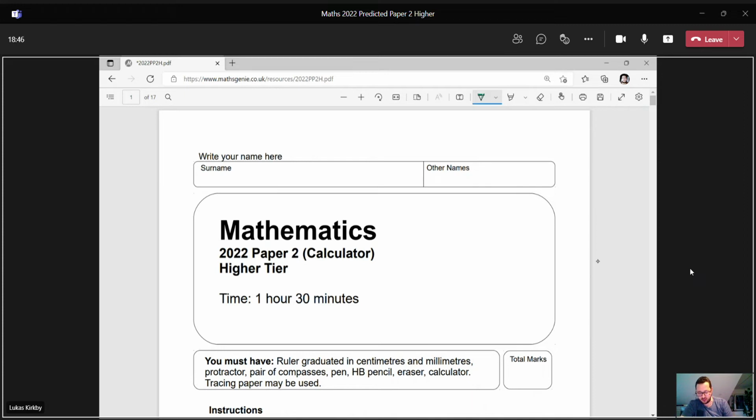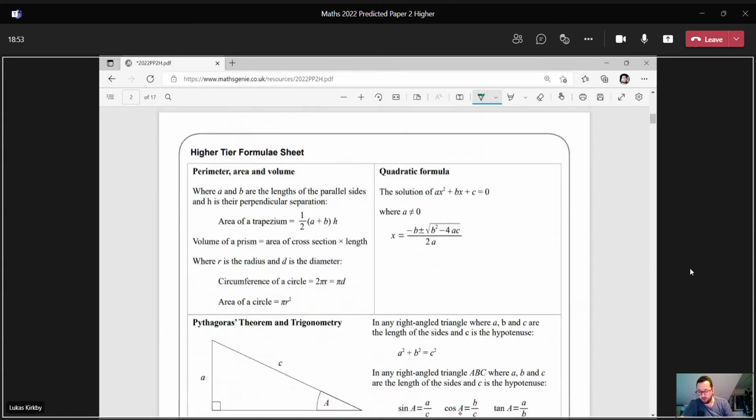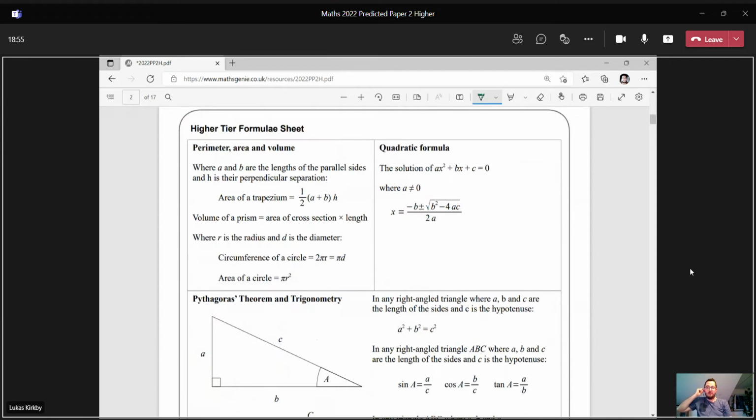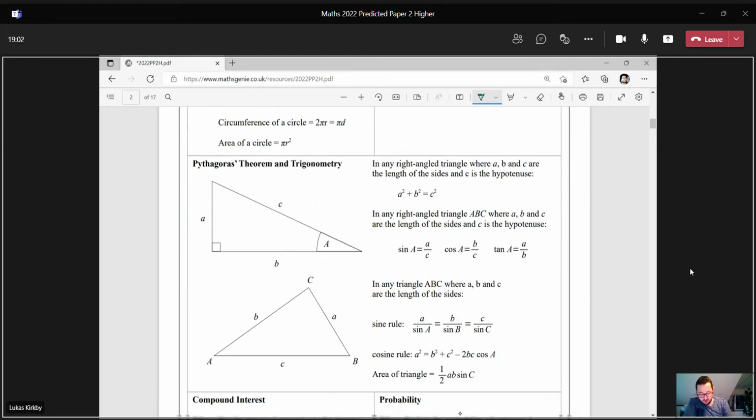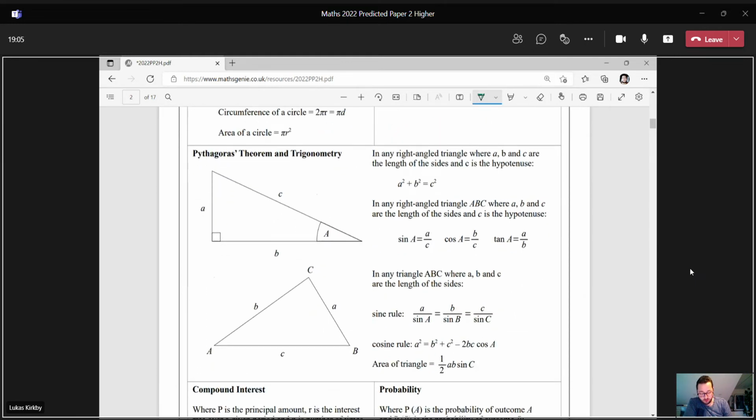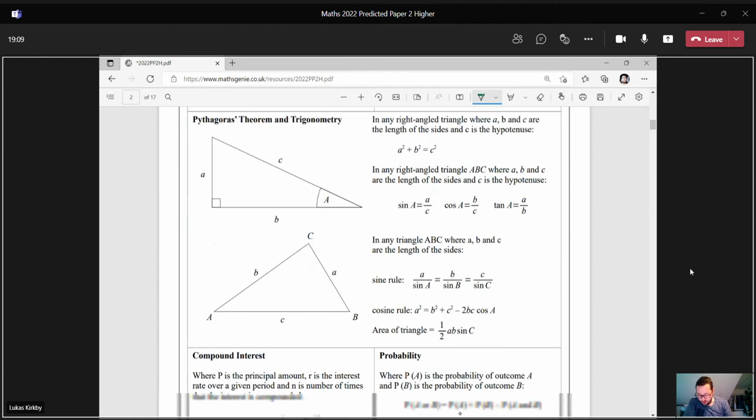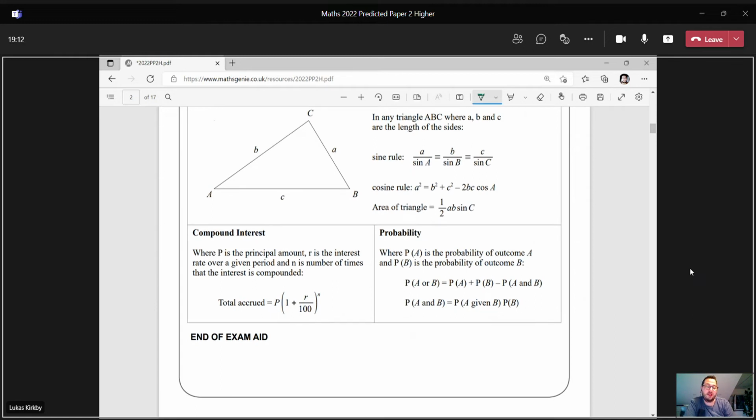So we've got an hour and a half. We want to be using our calculator as much as possible. And then we've got this formula sheet, haven't we? So a bit of perimeter, area and volume, all that kind of stuff. We've got the quadratic formula, Pythagoras' theorem, and the sine and cosine rule, the area of a triangle, and trigonometry and all that jazz. Compound interest, and then some probability stuff. So let's keep that in mind, and I've got my trusty calculator that I'll use as much as I can.